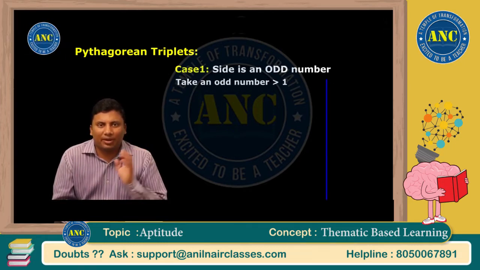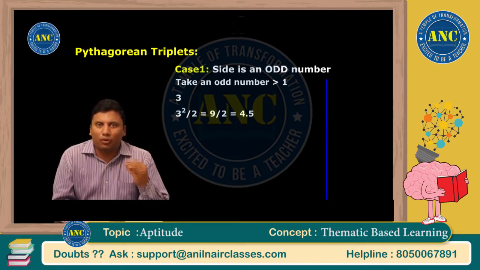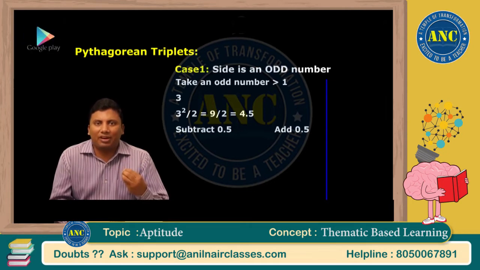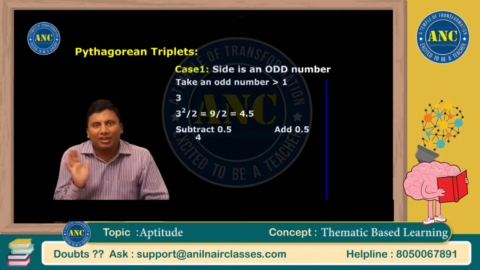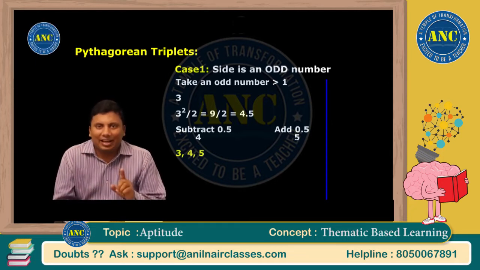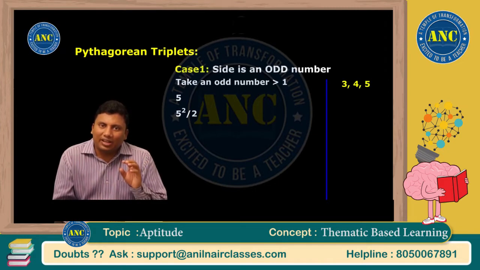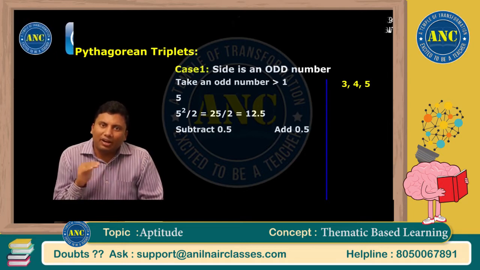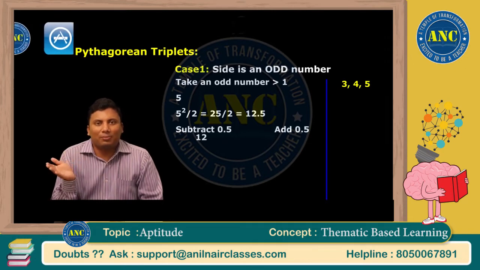I took the odd number 3. Square it and divide by 2. 3 square is 9, 9 by 2 is 4.5. Subtract and add 0.5, that will give you the other two values. 4.5 minus 0.5 is 4, 4.5 plus 0.5 is 5. 3, 4, 5 is one Pythagorean triplet. Take another example, 5. 5 square is 25, divided by 2 is 12.5. Subtract 0.5, add 0.5: 12 and 13.